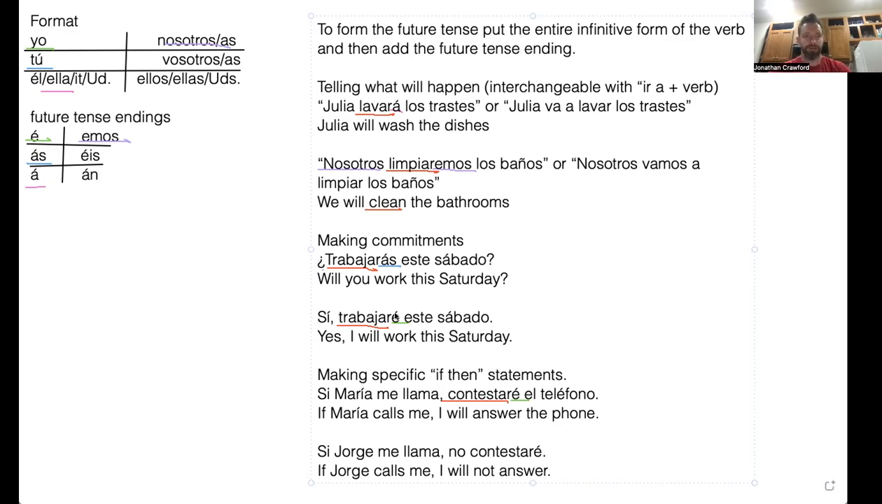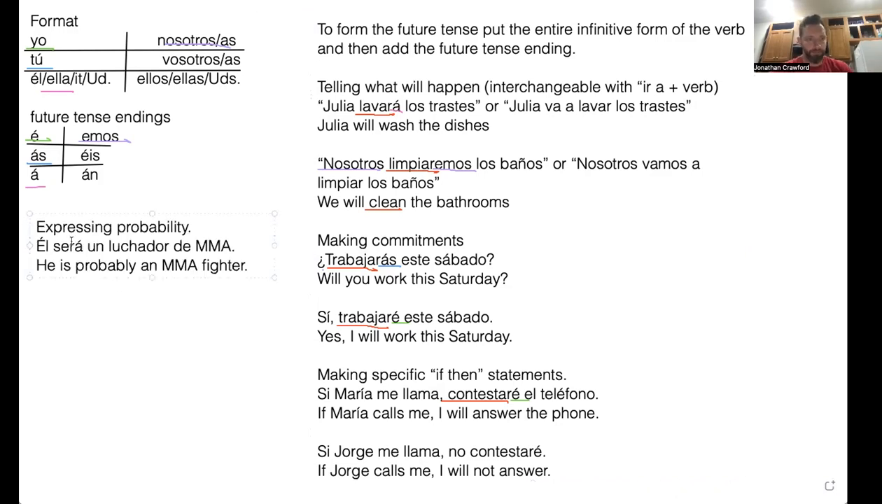You can also express probability in Spanish by using the future tense. So, expressing probability. Él ser. Ser means to be. Será means will be. He will be, or in other words, he is probably. And so that's what this means.